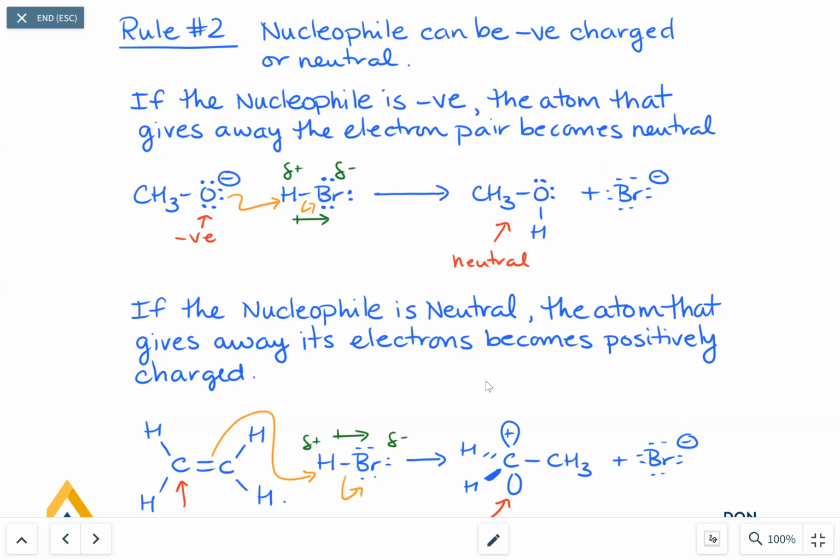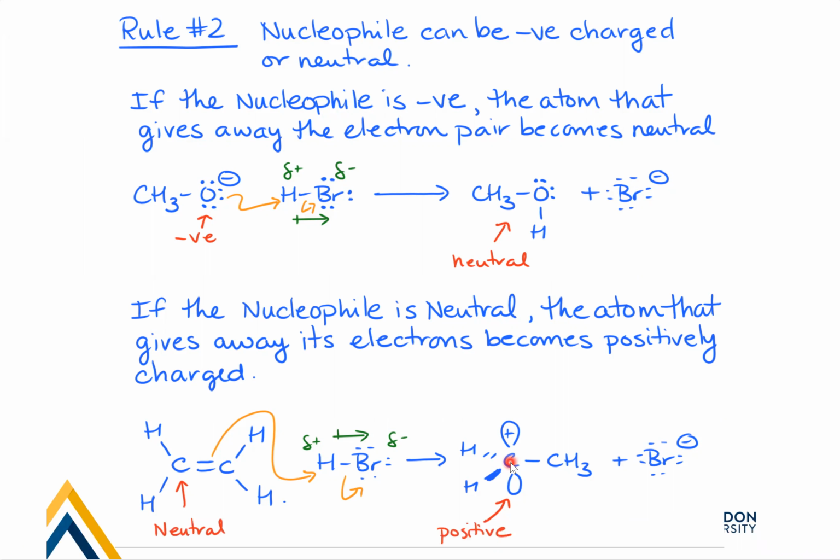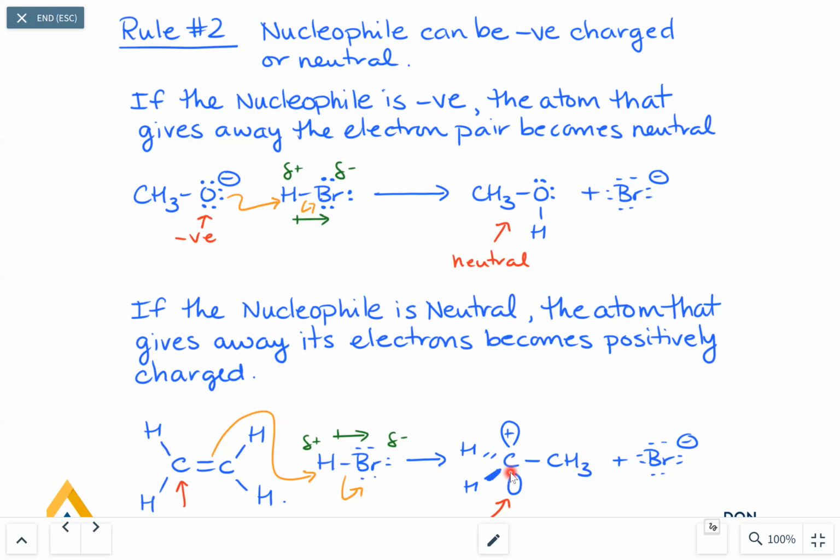And similarly, if you've got a neutral nucleophile, so these pi electrons are attacking the H in HBr, once that's done, this becomes positively charged. So negative nucleophiles become neutral, gosh, it's a tongue twister. Neutral nucleophiles become positively charged. So that's basically rule 2.